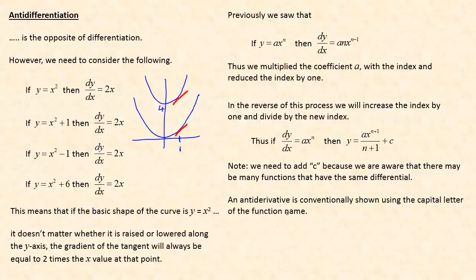An antiderivative is conventionally shown using the capital letter of the function name. So let's suppose we have a function f of x. We know when we differentiate it, we write that as f dashed x. What we're saying is when we anti-differentiate, or I prefer the term integrate, that function, then we'd call it capital F of x.